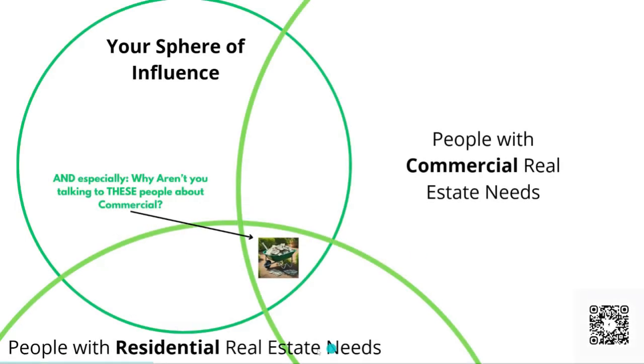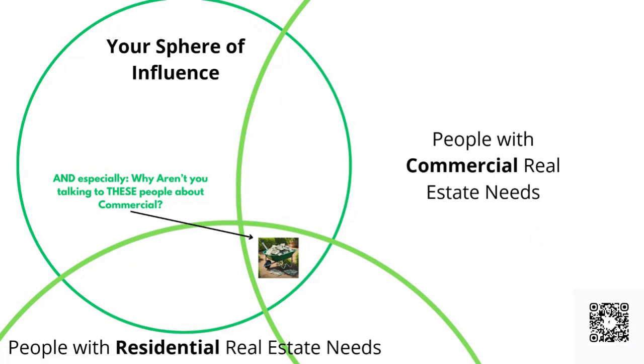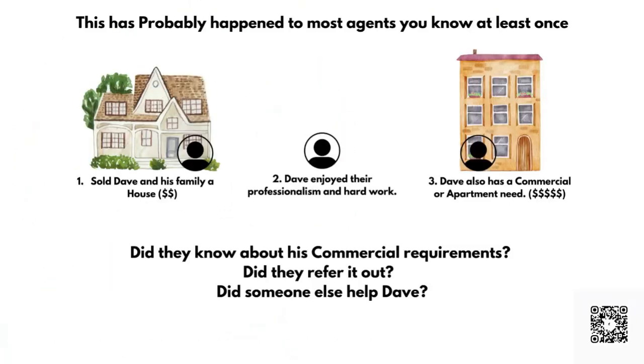Okay. Then there's the third category, right? Where both the residential and the commercial needs overlap with your sphere. There's your moneymaker right there, where you're dealing with a client who has a property they need to buy. Like this, you helped sell Dave, for example, a house. Dave also has a commercial need. He needs to invest for whatever reason, say it's apartments. And he enjoyed your professionalism and hard work, likely, right? So Dave would also probably work with you on a commercial deal.